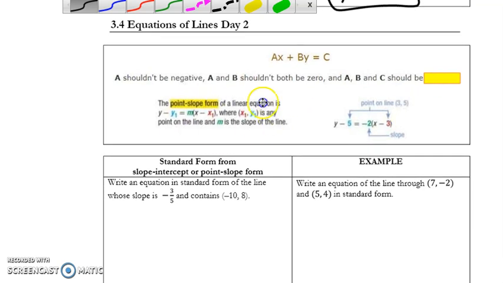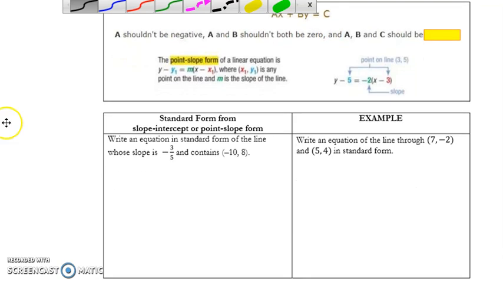And we start out usually in point slope form or slope intercept form, and then we can change it into what we call standard form. So let's go ahead and practice doing that. I'm going to use point slope form, but you can use slope intercept form. But this one has a point and a slope, so it's just easier to start off with point slope form. So remember point slope form, it's up here.